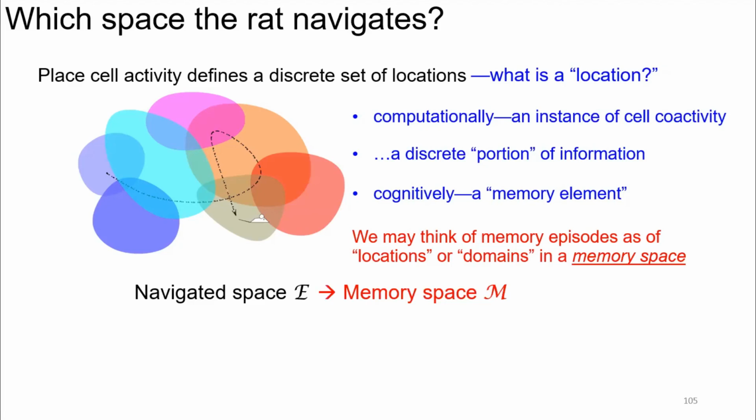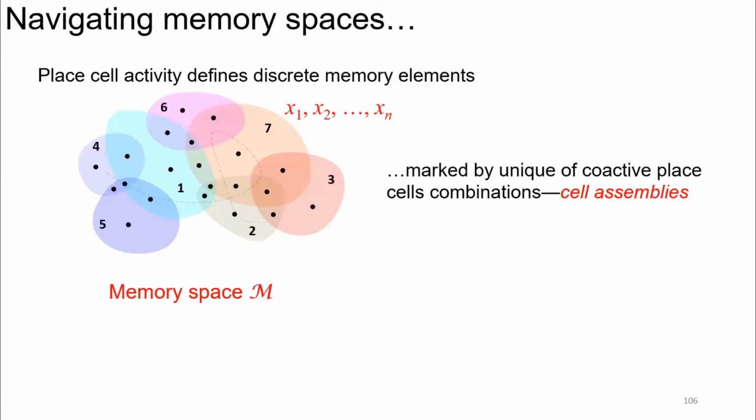So from that perspective, when the animal is navigating in space and we're observing this, putting our observation aside, as far as its hippocampus is concerned, the animal is navigating in the memory space. Let's look at it that way. So every cell assembly represents a portion in memory space, or a location in memory space.